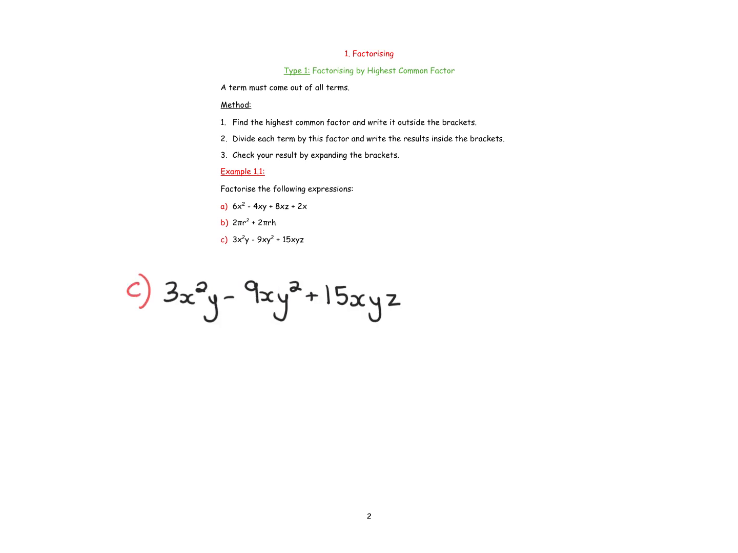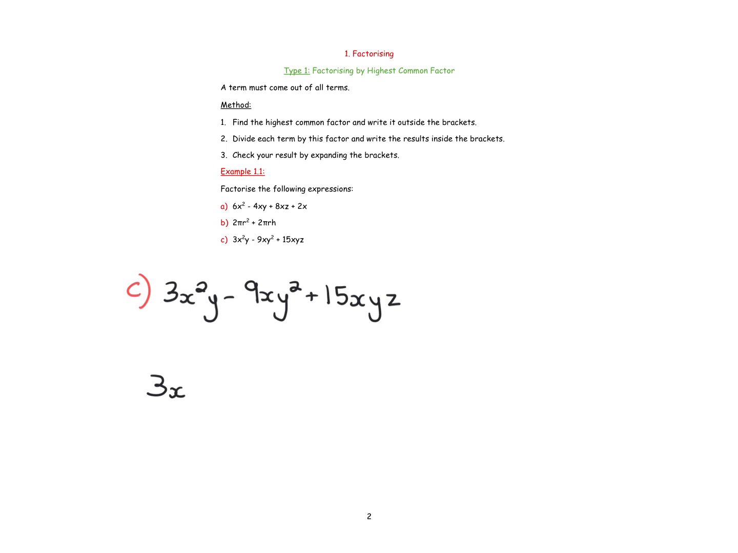In C, we've been asked to factorise 3x squared y minus 9xy squared plus 15xyz. Here, I'm going to start by looking at the numbers as usual. We have 3, 9 and 15. All of these are multiples of 3, meaning that we can divide 3 out of each term. If we look at each term as well, each term has an x, so it can be divided by x.